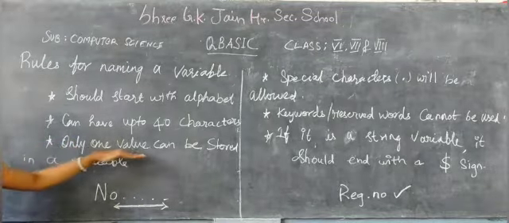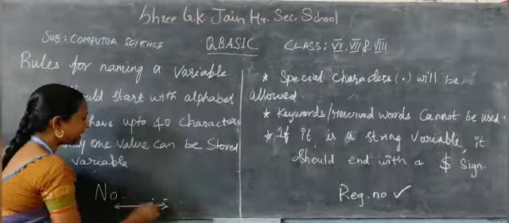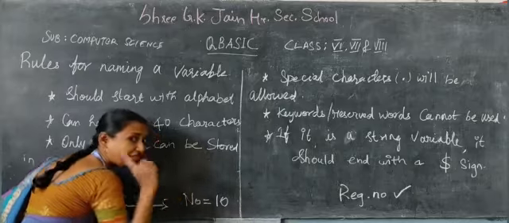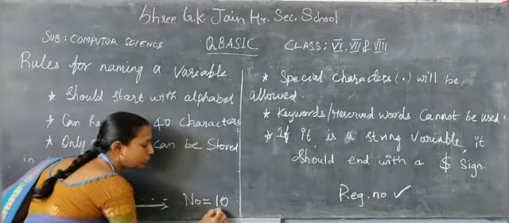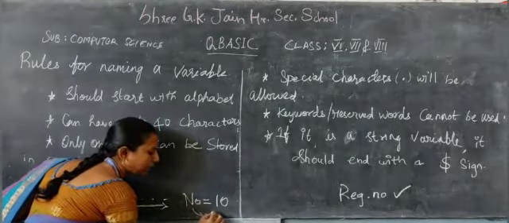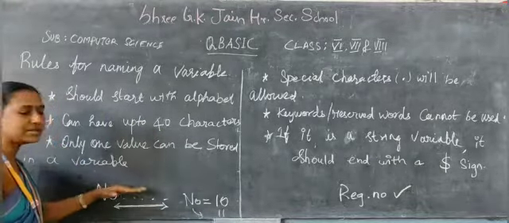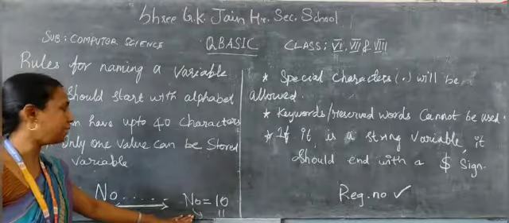Then only one value can be stored. In that number, we can give only one value. You cannot give another value again. Only one value can be saved in the variable name number.